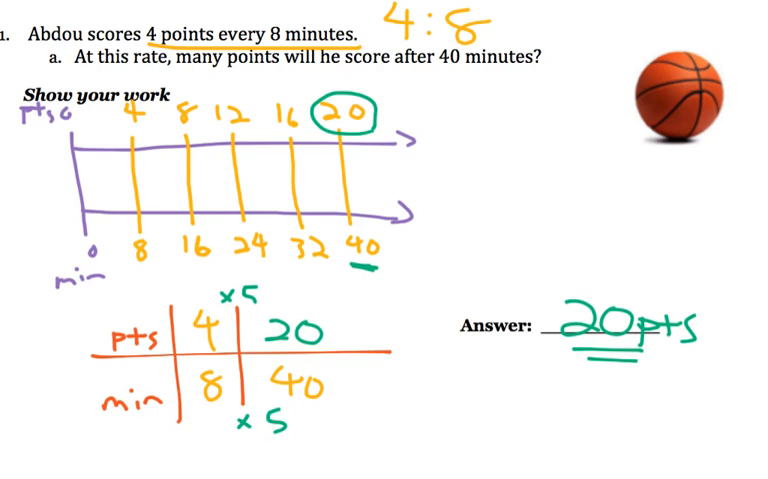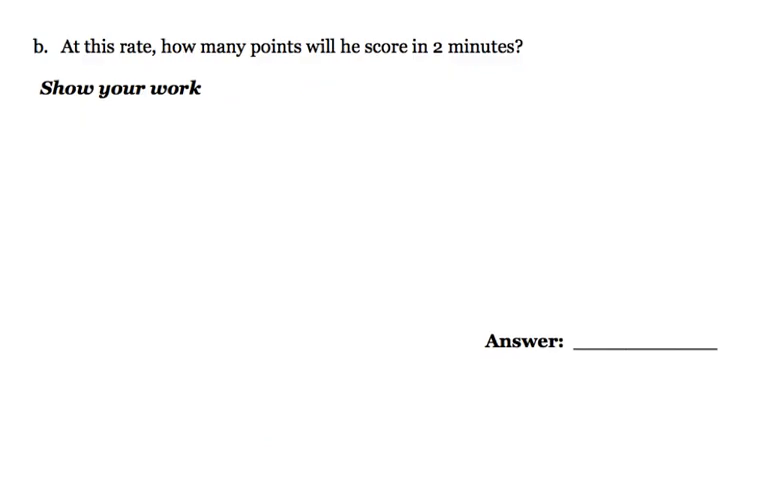Finally, I bet some of you noticed that in each ratio, you can just kind of multiply the points by 2. 4 times 2 is 8. 8 times 2 is 16. 12 times 2 is 24. So that would have allowed you to find the answer in kind of a different way.